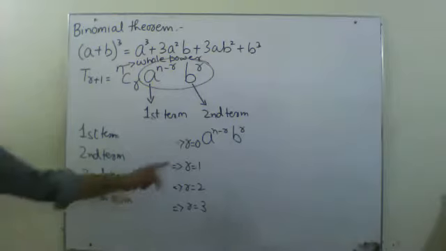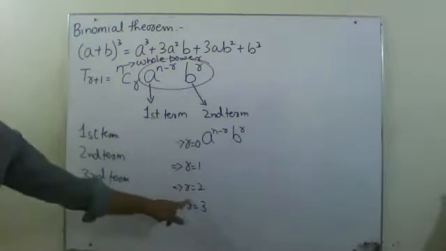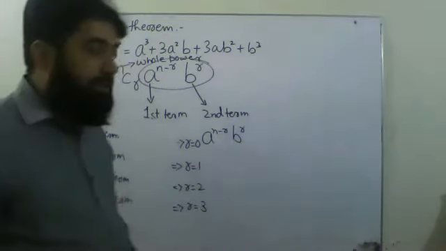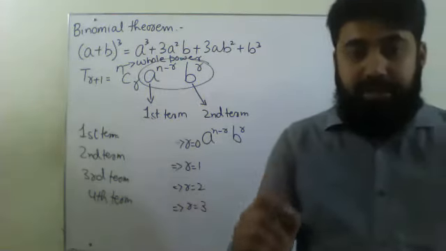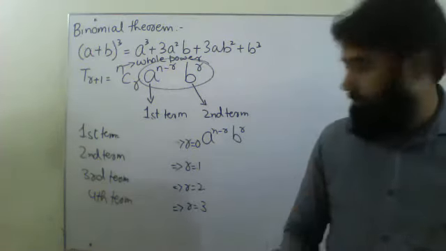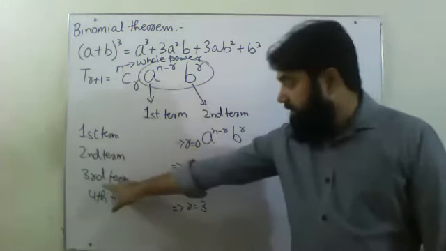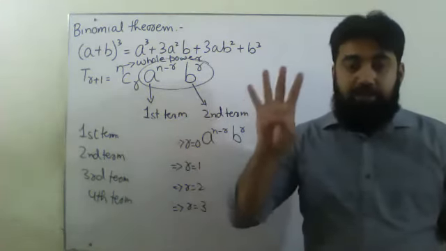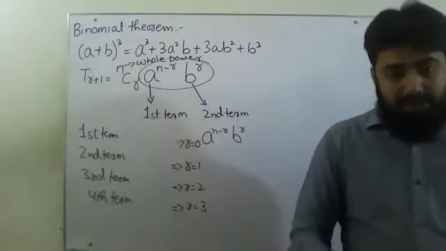Second term, r will be 1. Third term, r will be 2. Fourth term, r will be 3. What does it mean? It means the value of r will always be one number lesser than the term number. If first term, r will be taken as 0. If third term, r will be 2. If I'm talking about the fifth term, r will be 4. If the seventh term, r will be 6.